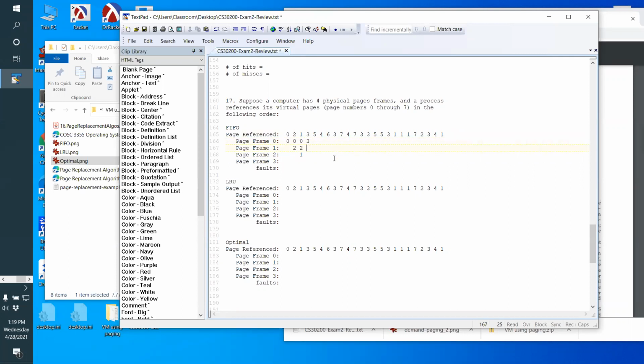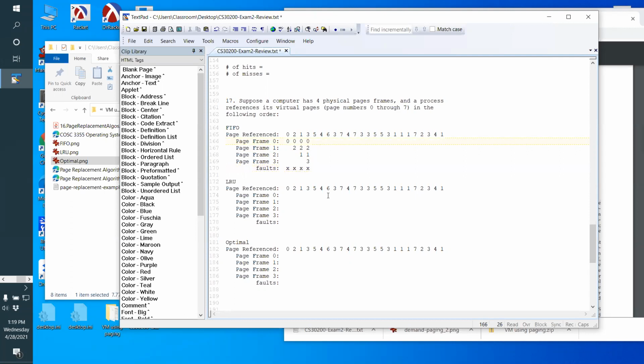Now we bring in 3. Leave 0 in place, leave 2 in place, leave 1 in place, and bring in 3. Okay, now that was page fault, page fault, page fault, page fault. That was 4 page faults right away. So memory was empty, so you fill it up. So if you're filling up physical memory, it's page fault, page fault, page fault, until physical memory is full.